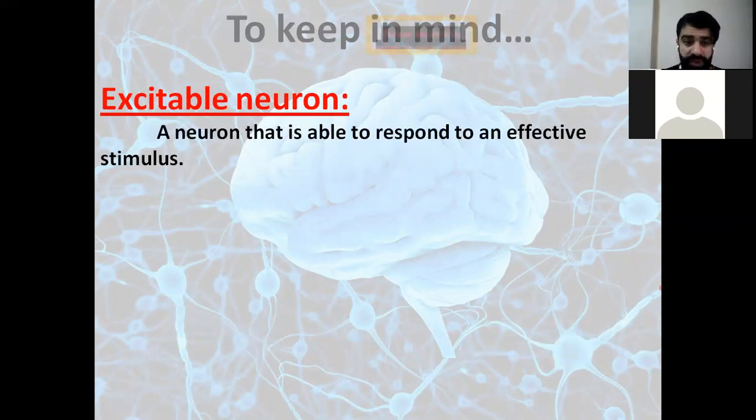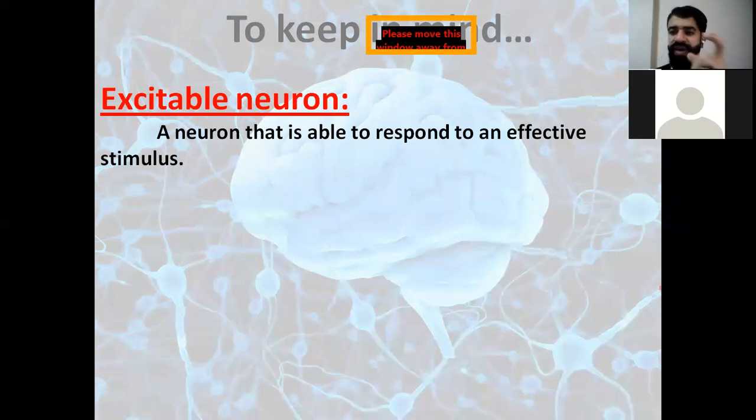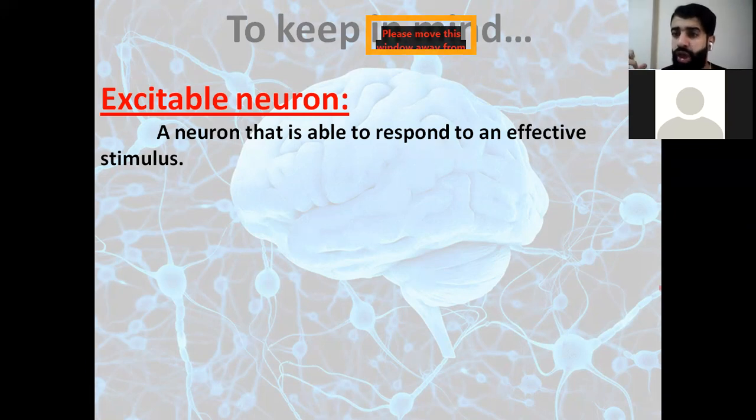So let's start first with the meaning of excitable neuron. Excitable neuron is the neuron that is able to respond to an effective stimulation. For example, hitting my hand, this is stimulation. If it's effective, I will feel pain. So this is called an excitable neuron.